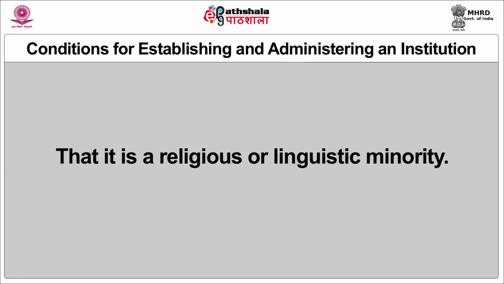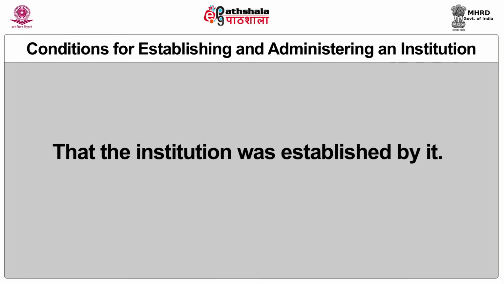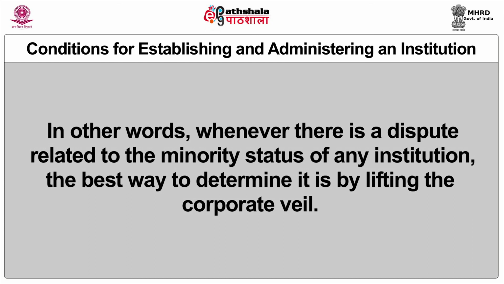In the case of S.P. Mittal versus Union of India, the Supreme Court observed that in order to claim the benefits of Article 30, the community must show that A. it is a religious or linguistic minority, B. that the institution was established by it. Without satisfying these conditions, the community cannot claim the guaranteed rights to administer them. In other words, whenever there is a dispute related to the minority status of any institution, the best way to determine it is by lifting the corporate veil.